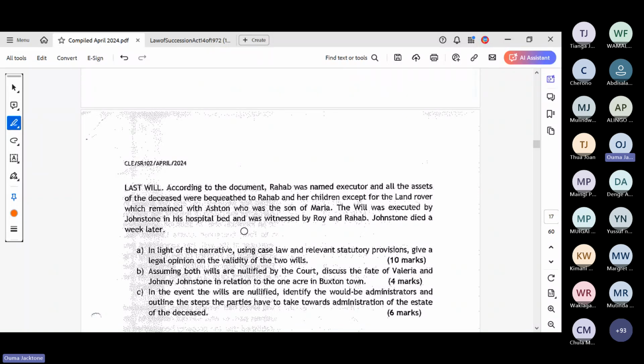But Valeria will have her portion of the property because it was owned in common. And again, should that be sold, half of the proceeds will go to Valeria, half of the proceeds will go to the estate.